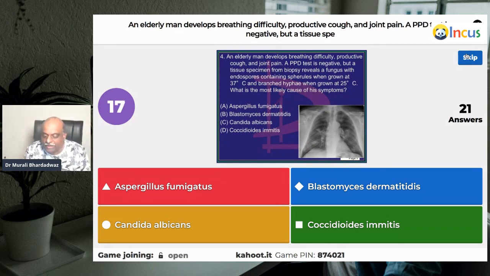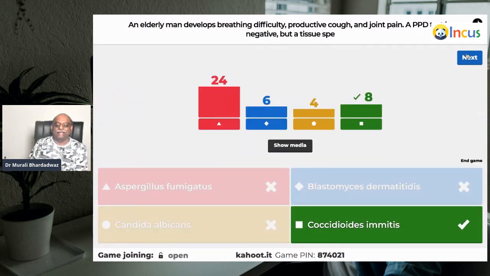In this elderly man with breathing difficulty, productive cough, and joint pain, with a radiograph given, all that clinical vignette must be able to pinpoint to one answer. What is that answer? 24 of you are thinking it is Aspergillus. The most common wrong answer. Only 8 of you are right.